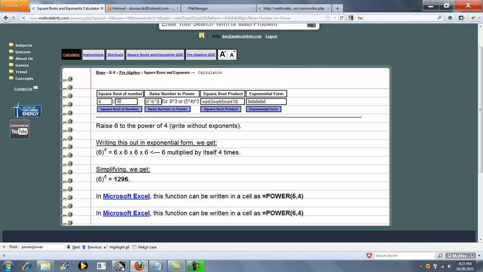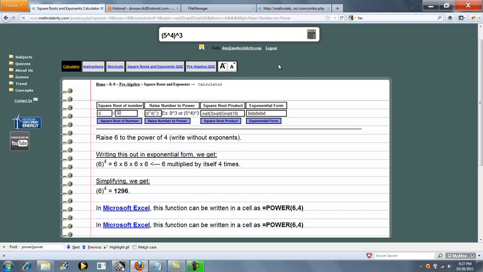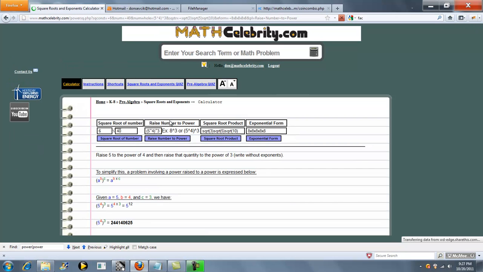this time we'll enter it directly in the calculator. If you were in the search engine though, you would enter it just like this. So 5 raised to the 4th, enclosed in parentheses, and then raise that to the cube power, the 3rd power. Press the button.